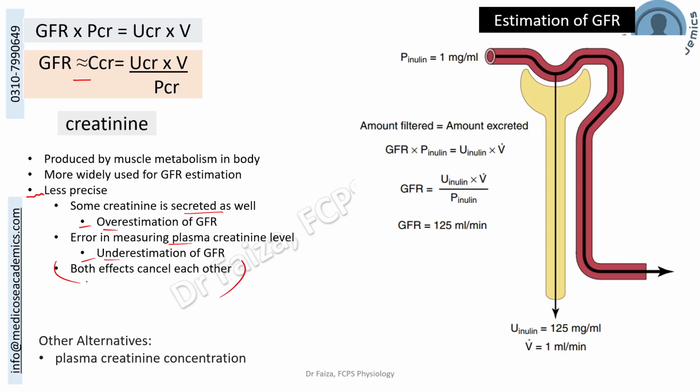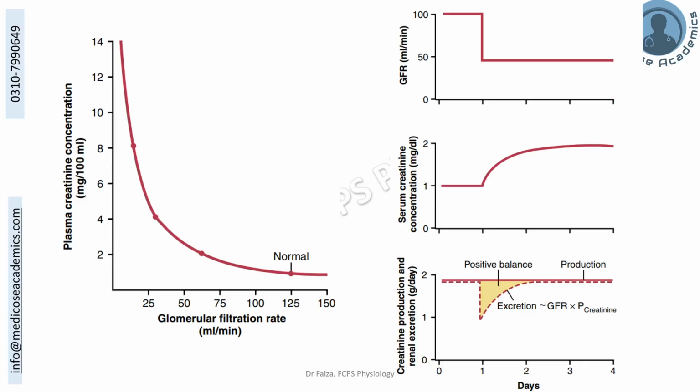For estimation of the creatinine clearance, we still have to have these three values: the urine flow rate, the urinary concentration of creatinine, and the plasma concentration of creatinine. Sometimes it becomes cumbersome to collect the urine for 24 hours and then estimate these values. To make it even easier, there is an even simpler alternative, which is looking into the plasma creatinine concentration only. As you look into this graph, you can see as the GFR decreases, the plasma creatinine concentration increases.